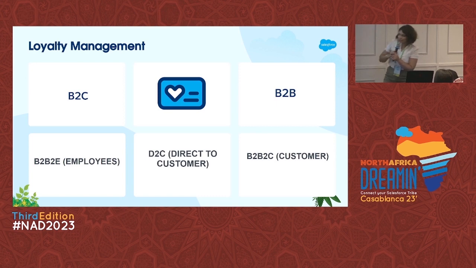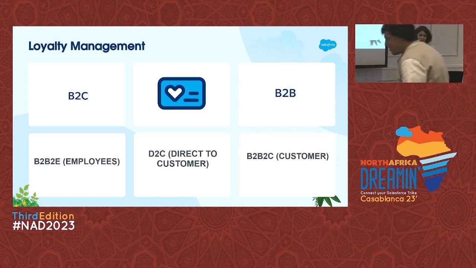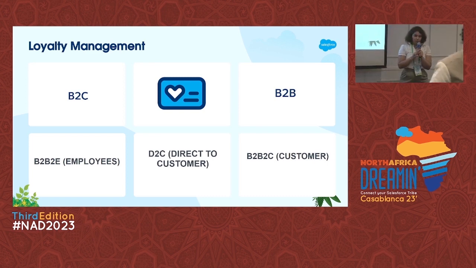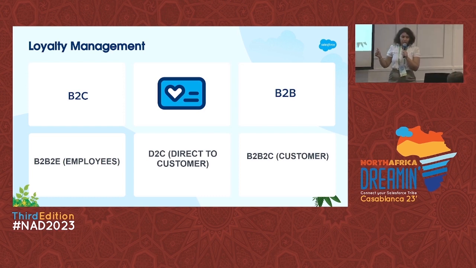Yes. So B2B2E is business to business to employees, which means if an employee is part of a business and that business is enrolled in a program, automatically he will benefit from the program. Same thing on the customer side. If a customer is a customer of a business, and that business is part of a program, the customer will benefit. Here, D2C, direct to customer, we are talking, for example, about Shein.